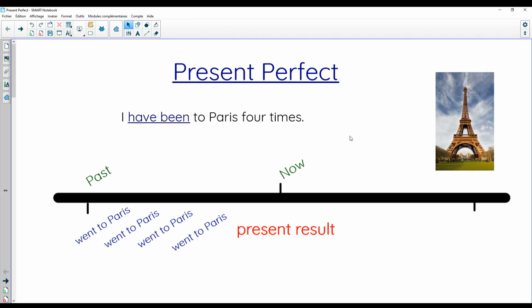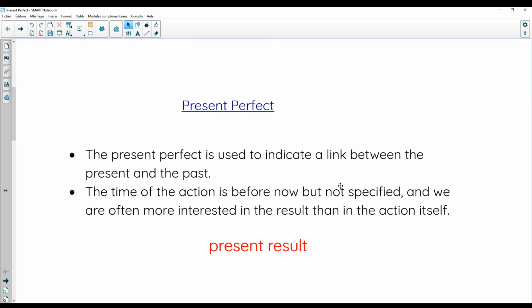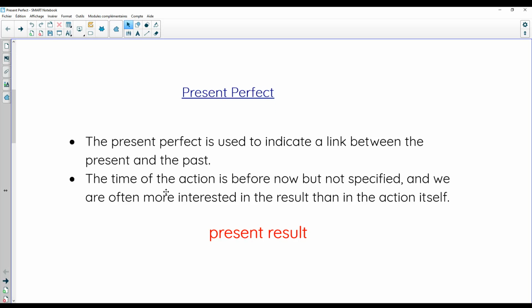The result, the focus, if I use the present perfect, is on all my experience, all my knowledge of that city that I can share with you. And that's right. So it's used to indicate a link between the present and the past. The time of the action is before now, but not specified. And we're often more interested in the result than in the action itself. So we focus on the present results when using the present perfect. We have to live in the present moment anyways.